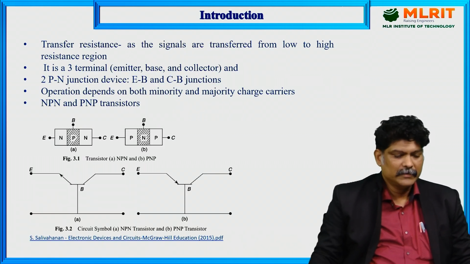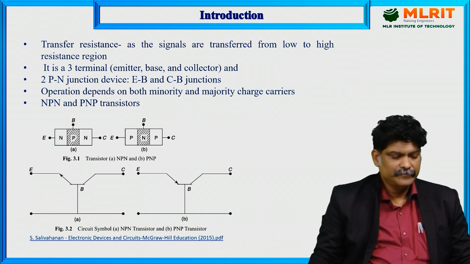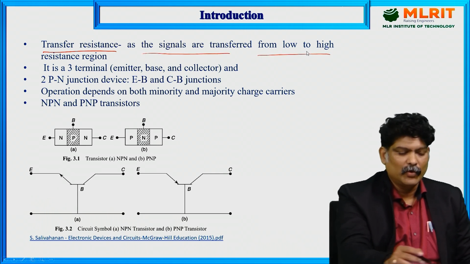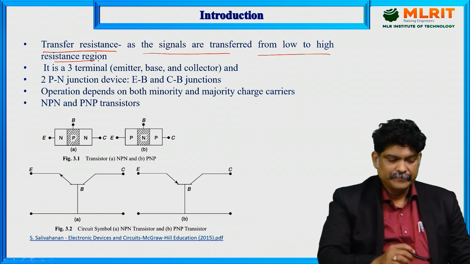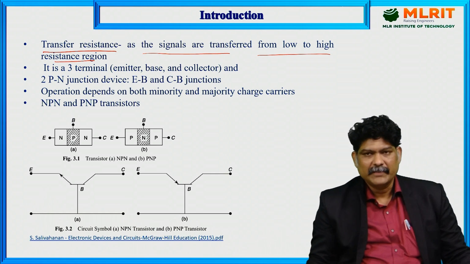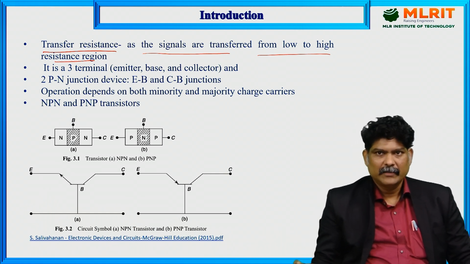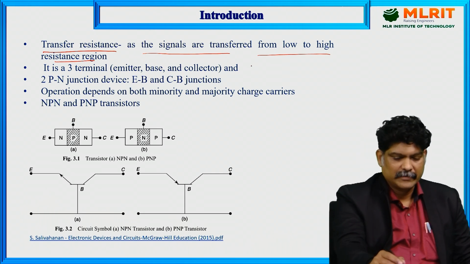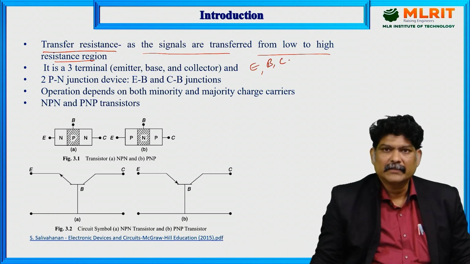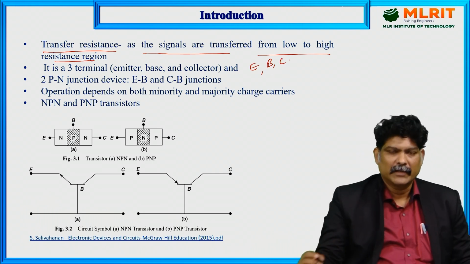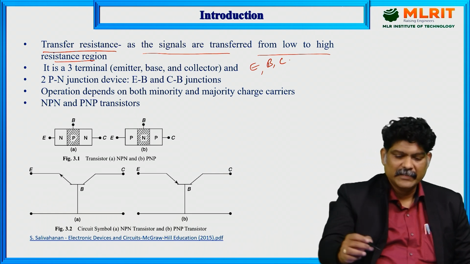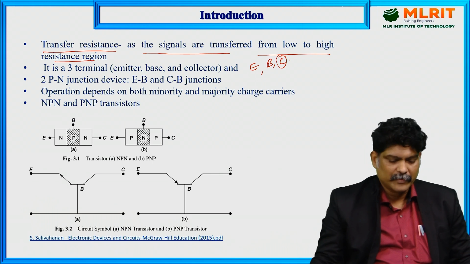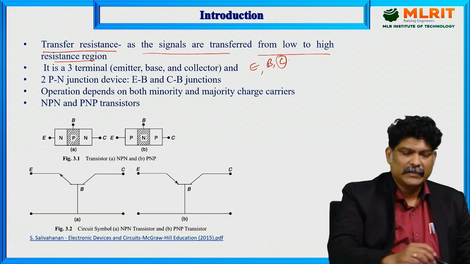So, let us start. What is a transistor? Transistor means transfer resistance, as the signals are transferred from a low resistance region to a high resistance region. The BJT is a 3-terminal, 2-junction device. The 3 terminals are emitter, base, and collector. Here the emitter is heavily doped, the base is lightly doped, and the collector is moderately doped. The physical size of the collector region is larger because it has to dissipate more power compared to the other terminals.